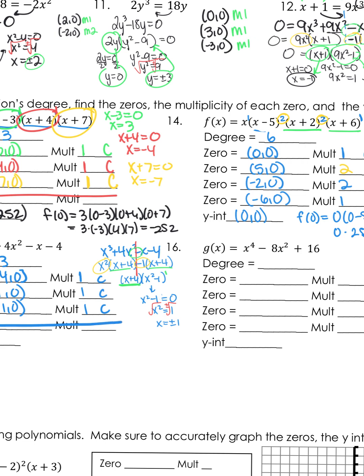And then for the y-intercept, we're going to plug in 0 for x. And we'll get -4, so this will be 0, -4.